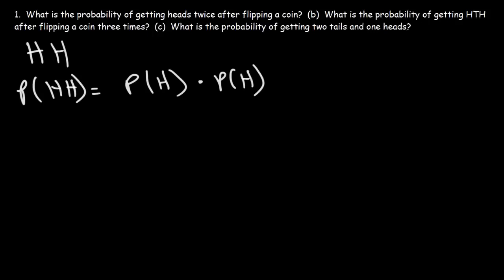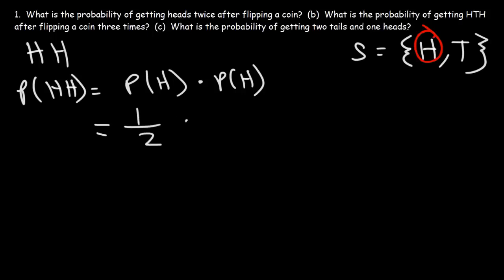So what is the probability of getting heads just by flipping one coin? Well, if we write out the sample space, there's only two options. Either we get heads or tails. So the probability of getting heads is going to be this one option out of the two possible options. So it's 1 out of 2. Now, for the second event, the probability will be the same. It's also 1 out of 2. 1 times 1 is 1, 2 times 2 is 4. So the probability of getting two heads is 1 out of 4.